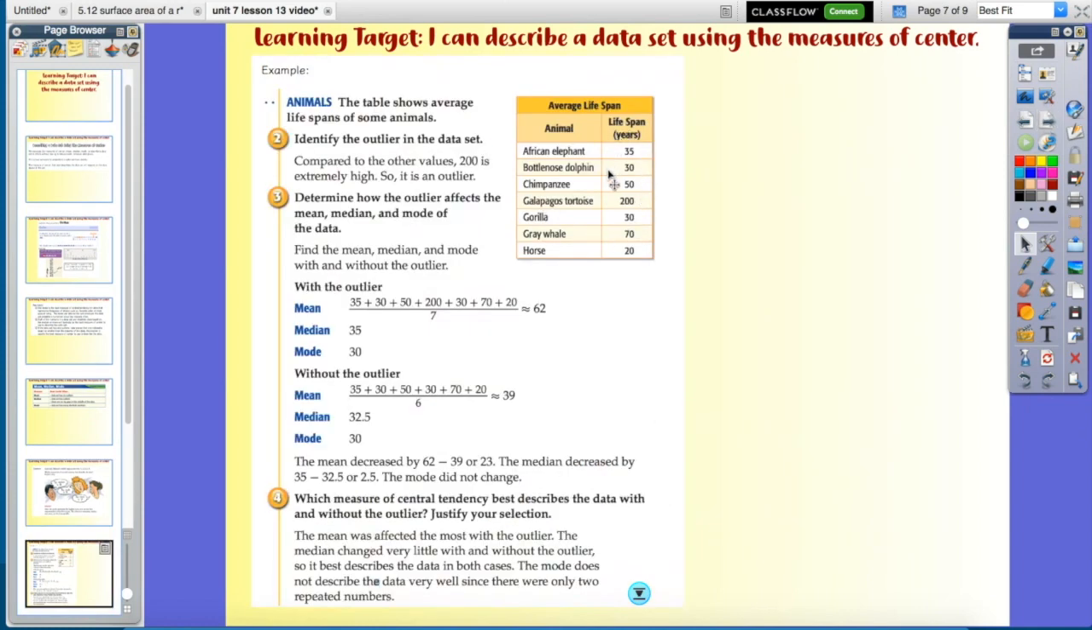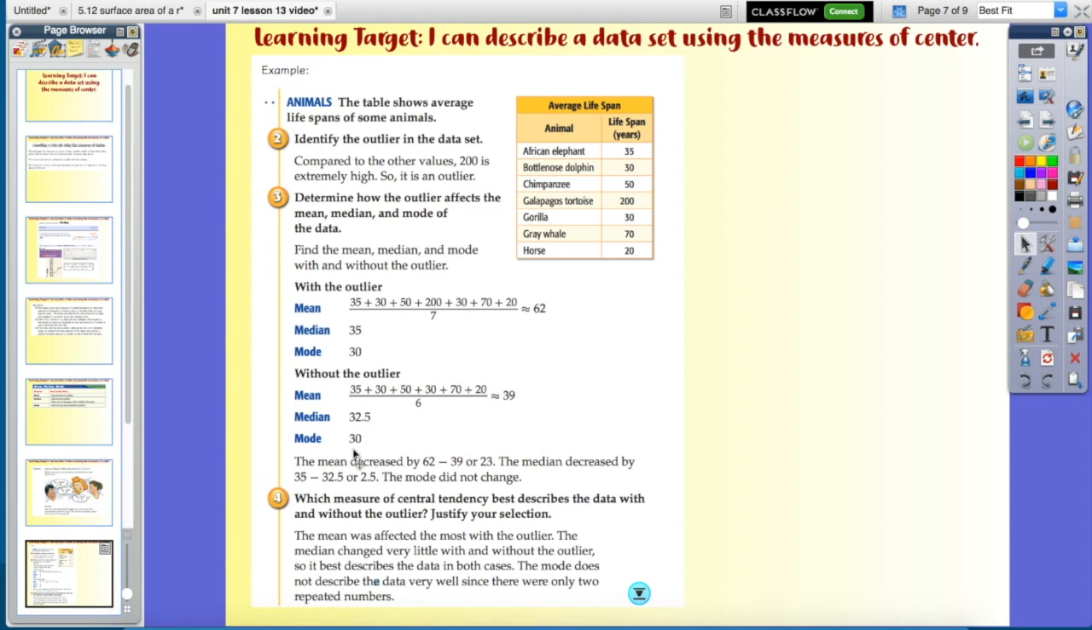Here we have lifespan of animals. Obviously, this Galapagos tortoise stands out at 200 years, where all the rest are between 20 and 70 years. So they're calculating the measures here, including that outlier. So the mean is about 62, they rounded. The median is 35 and the mode is 30. They took out the outlier and the mean was about 39. The median was 32.5 and the mode was still 30.